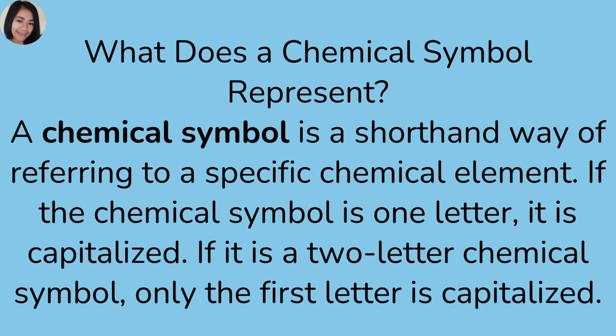So what does a chemical symbol represent? A chemical symbol is a short way of referring to a specific chemical element. If the chemical symbol is one letter, it is capitalized, gaya ng sinabi ko kanina. If it is a two-letter chemical symbol, the first letter is capitalized and the second letter is a small letter.